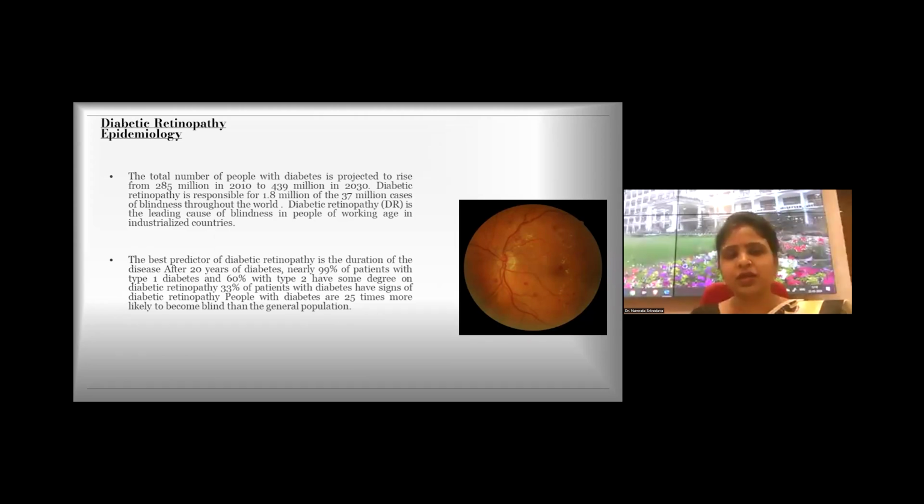The best predictor of diabetic retinopathy is the duration of disease. After 20 years of diabetes, nearly 99% of patients with type 1 diabetes and 60% with type 2 have some degree of diabetic retinopathy, and 33% of patients with diabetes have signs of diabetic retinopathy. People with diabetes are 25 times more likely to go blind than the general population.